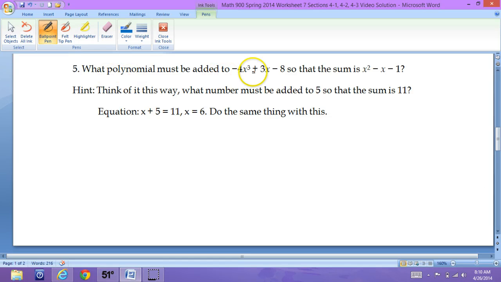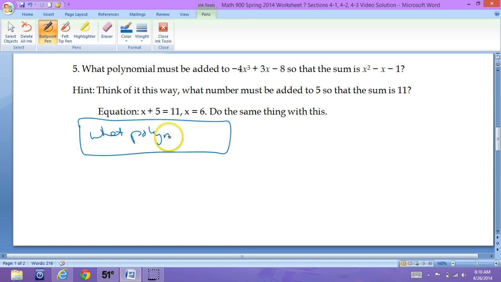So what polynomial must be added to this? So we're struggling with how to set this up. I've demonstrated previously how to do this. So just say what polynomial. I don't know what it is, but I know it's something. Polynomial must be added. You should know what that means, added. Must be added is the same thing as add. Then I have this negative 4x cubed plus 3x minus 8 equals, so that the sum is x squared minus x minus 1.